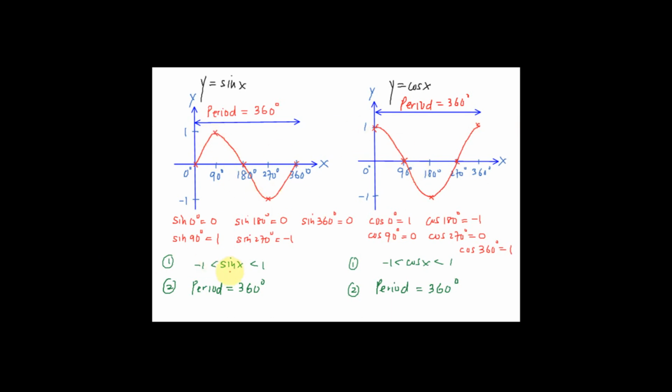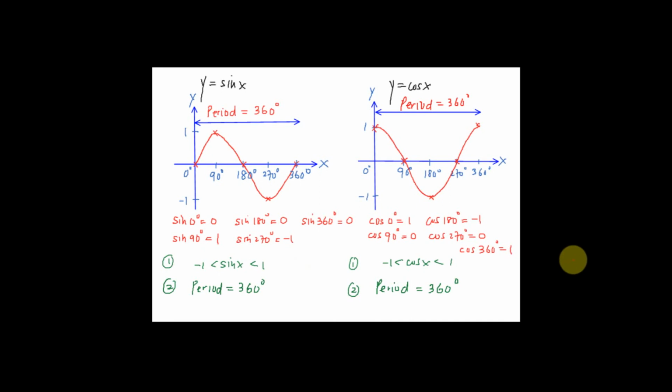The second point here is sine x and cos x always swing between -1 and 1. That is, the maximum is 1 and the minimum is -1. The last point here is the period for sine x and cos x is 360 degrees. This is important because 1 mark will be given for the correct period.